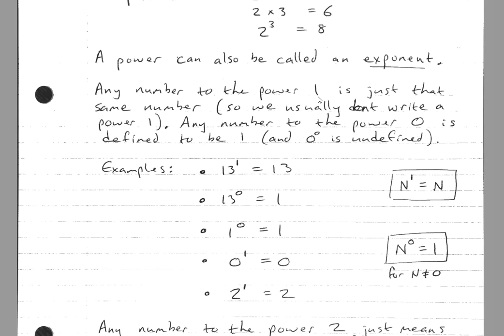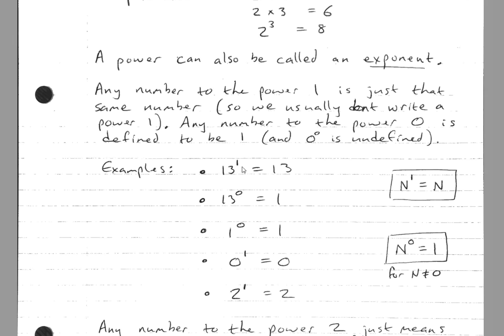So any number to the power 1, well, that's just the same number. You're not doing any multiplication, you just have one of that number. So we usually don't write first powers. But a confusing one is if you have a number to the power 0, that's defined to be 1. Every number to the power 0, just remember that's 1, except if the base is 0, then 0 to the power 0 is undefined.